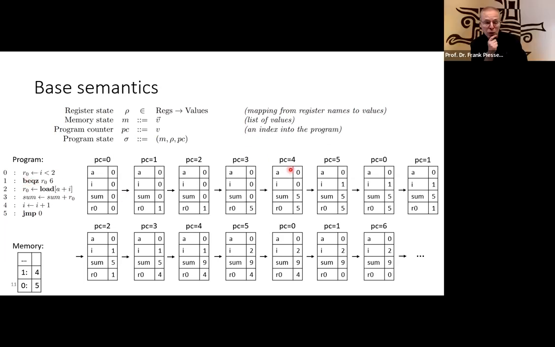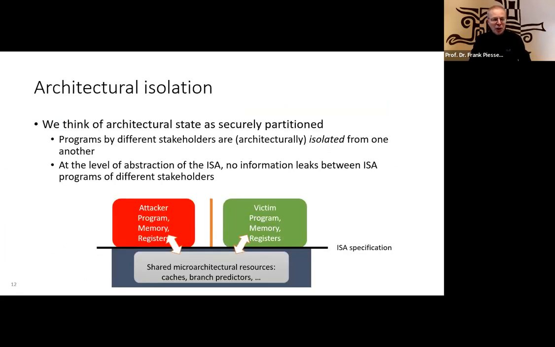Okay, so this is really just the architectural semantics of a very simple machine language, and you see that if we would continue this execution, I'm not going to go through all the steps, that indeed at the end we have computed this sum 4 plus 5 correctly. Okay, so let's see. I think that's all I want to say about the machine language.